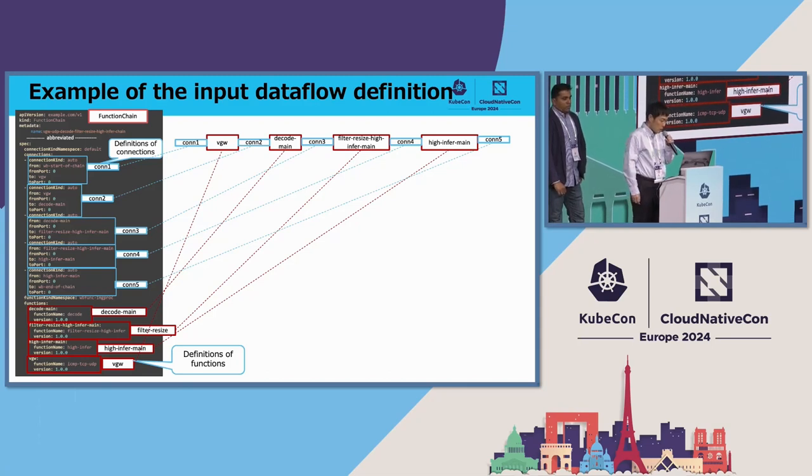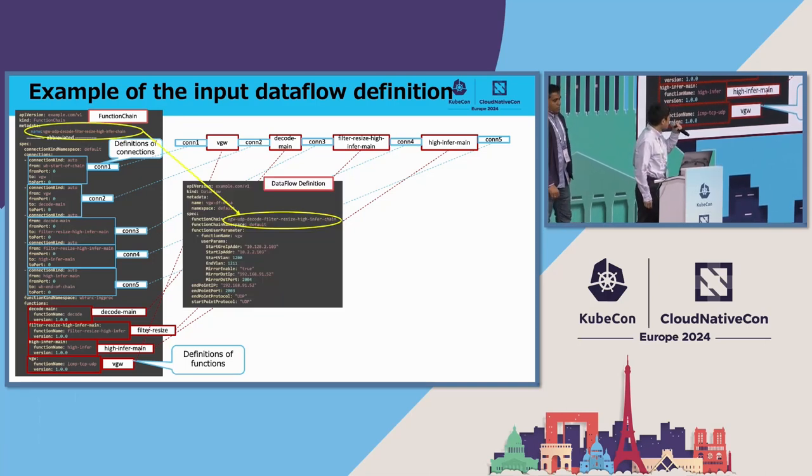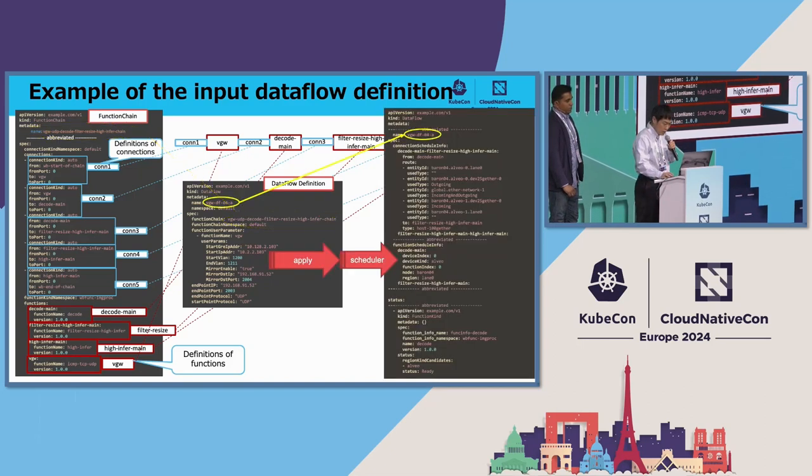This definition includes five connection definitions and four function definitions. This one is a data flow created from this function chain. This data flow definition includes information about this function chain. After applying and scheduling this data flow, scheduling results are appended to the data flow. The right one is a part of the scheduled data flow. This example includes one scheduled connection and one scheduled function. Above is the connection from the decode main function to the filter resize main function.